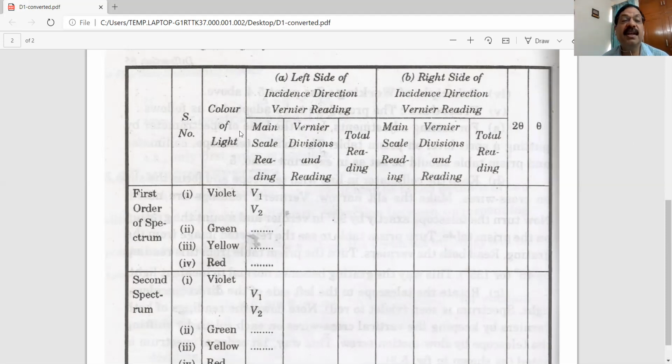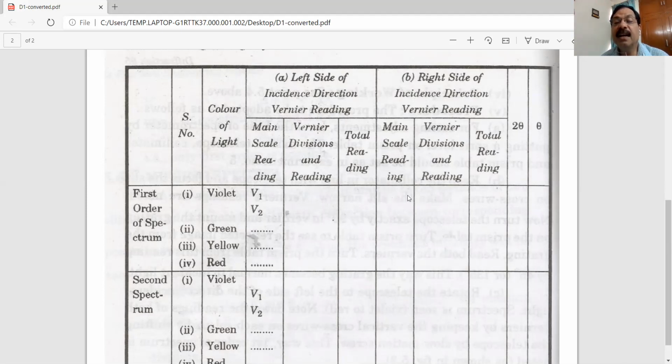Theta is the angle of diffraction. You will write here the serial number, the first order and the second order, and here the color of light: violet, green, yellow, red. First you will have to take the left side reading. Okay, vernier reading. First you will take the main scale reading on the left side and the vernier division reading, and here the total for the left side of the incident direction. And in this column you will take the right side vernier reading.